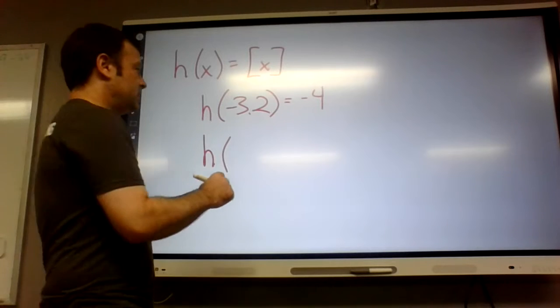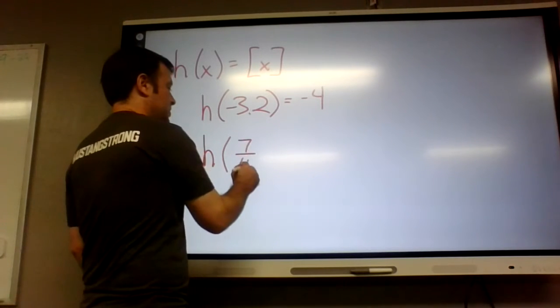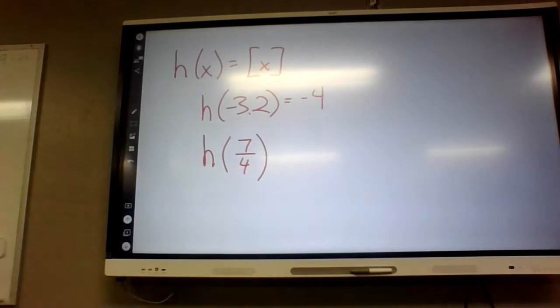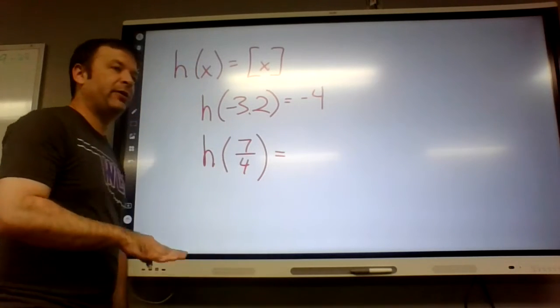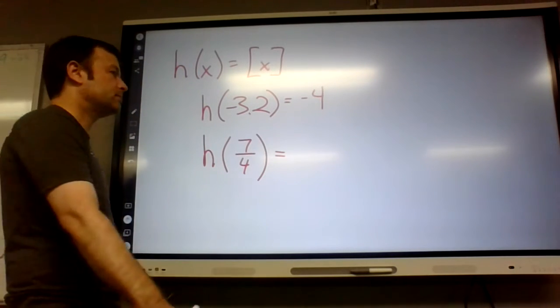The next one is 7/4. What is 7/4 as a mixed number? 1 3/4. So if we round it down, what? 1 3/4 rounded down, we just do 1.